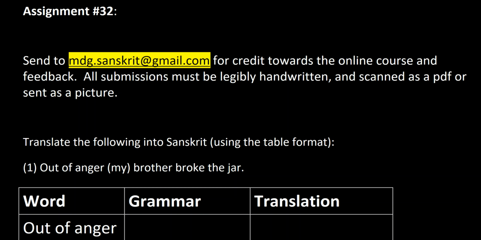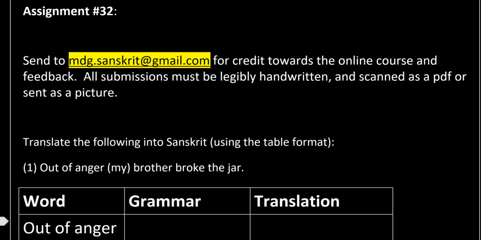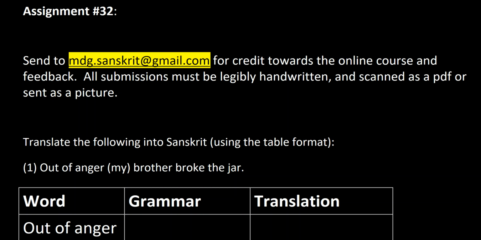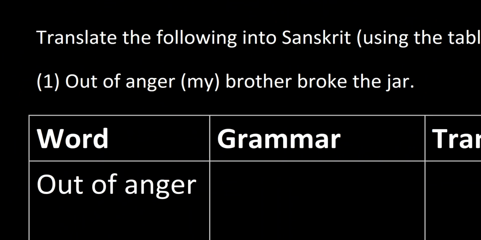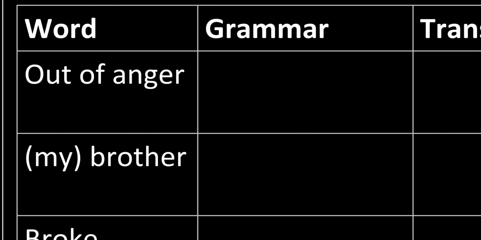Your task is to translate the following English sentences into Sanskrit using the table format. As usual, we will go over what sentences you need to translate, and then we will do the first one together so that you will know what is expected of you in this assignment. So for number 1, out of anger, my brother broke the jar. The table is already set up for the first example.